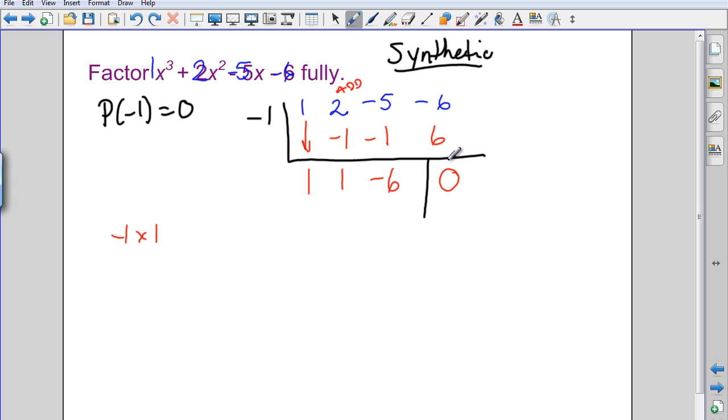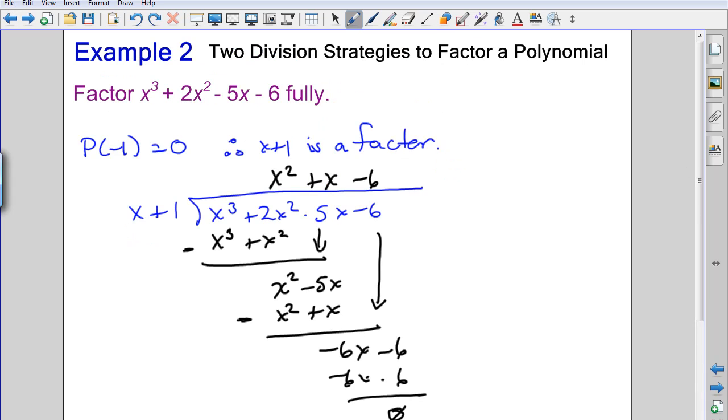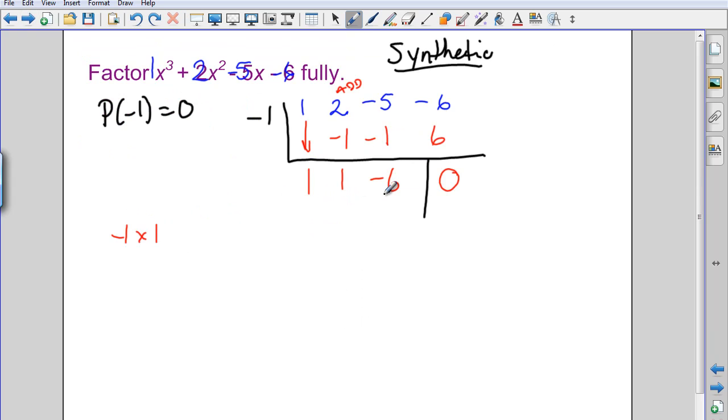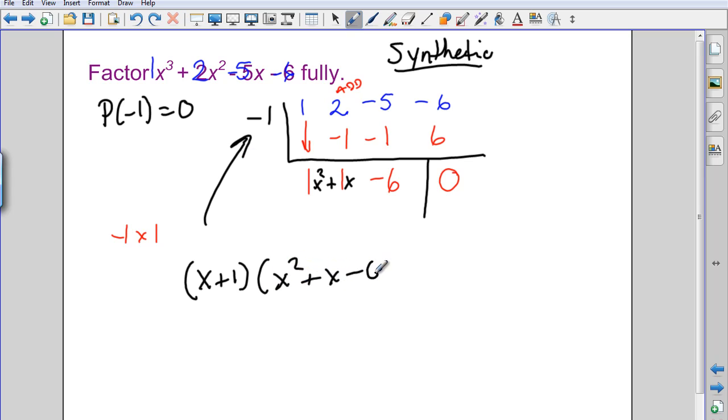The result now is in fact the same constants we had when we did this using long division. So if you see up here, we have 1, 1, -6. What we need to do is fill in the variables so that when we're writing out the factors, we have x plus 1 from up here, followed by x squared plus x minus 6, exactly the same quadratic that we had in the long division question. And once again, we would factor to determine all the factors.